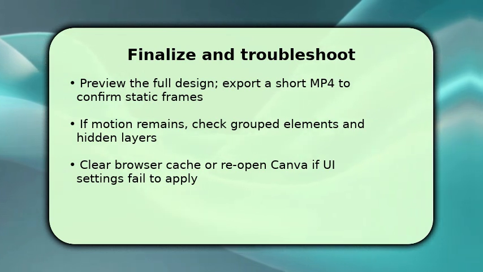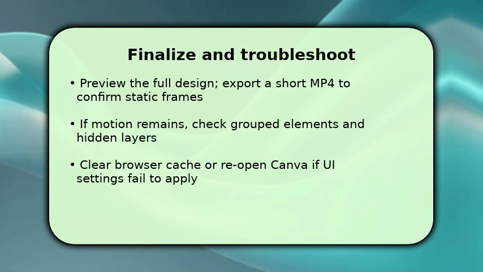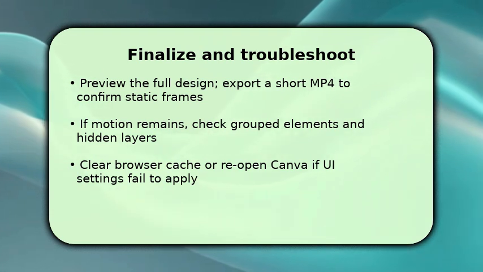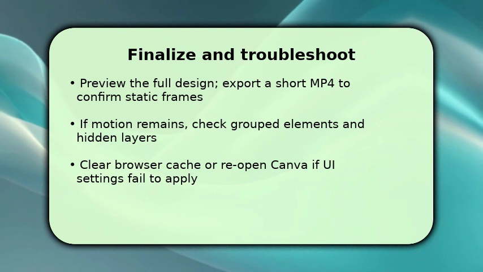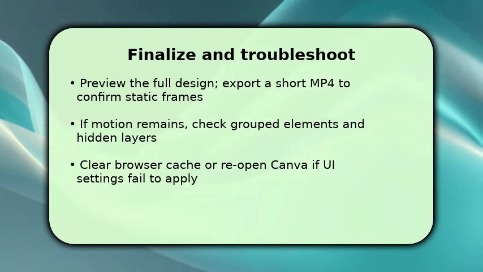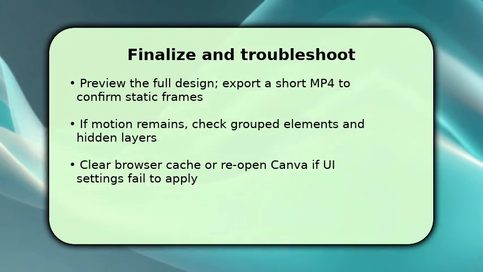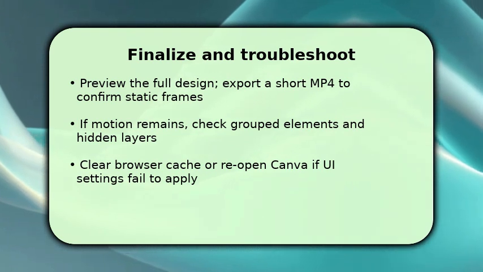If you still see movement, ungroup complex groups and inspect each child element for leftover animation, including hidden layers or stickers. Make sure to check component libraries and uploaded videos, replace or set them to static images if needed.